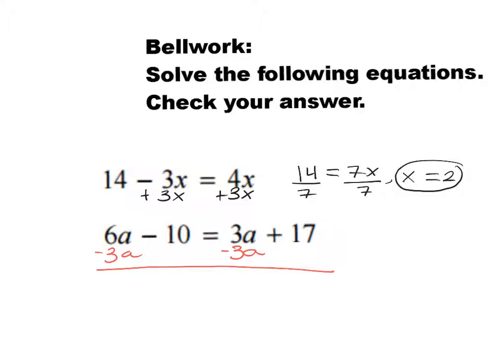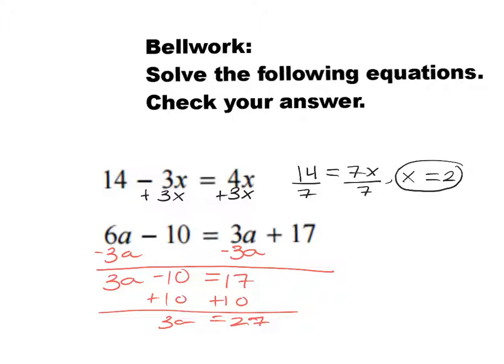So now you have 3a minus 10 equals 17. Now what do I do? 10 plus 17. Yes, so add 10 and add 10. And then you get 27. And then for a, you get what? 9. Yes. So a equals 9. Excellent. Questions on that? No questions?